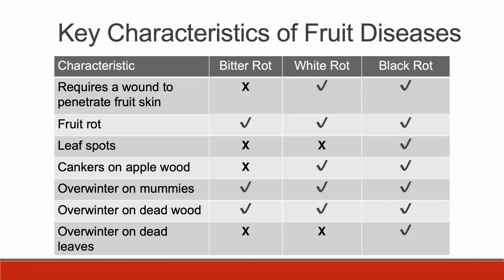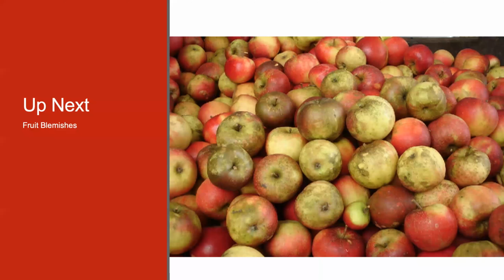So this is a summary table that compares and contrasts the three rots, and an important table for you to remember. The second lecture for the summer fruit rot disease module will focus on fruit blemishes, specifically sooty blotch and fly speck.